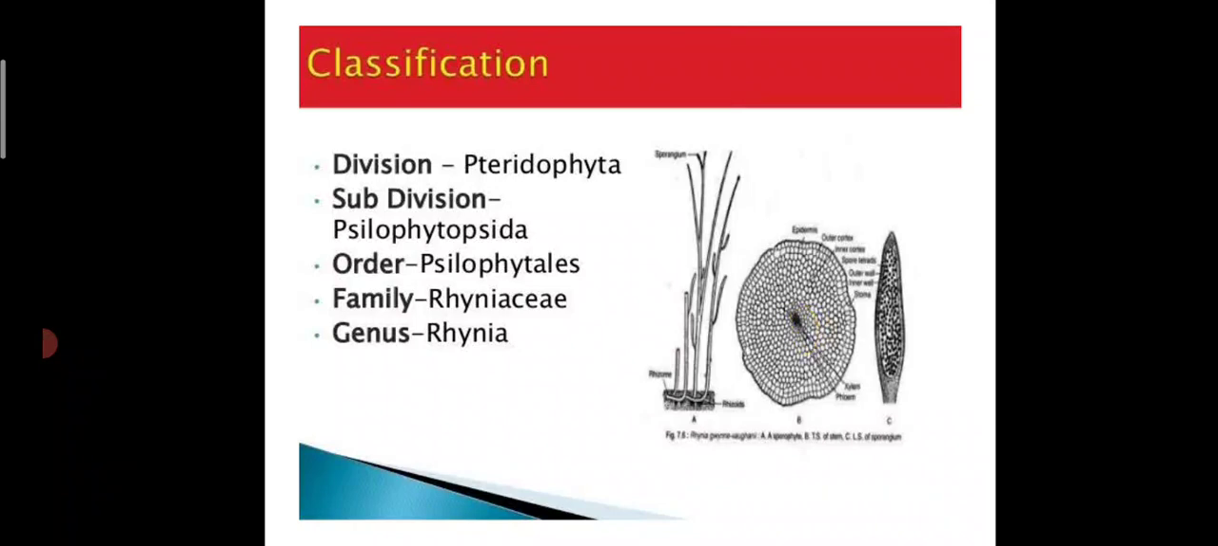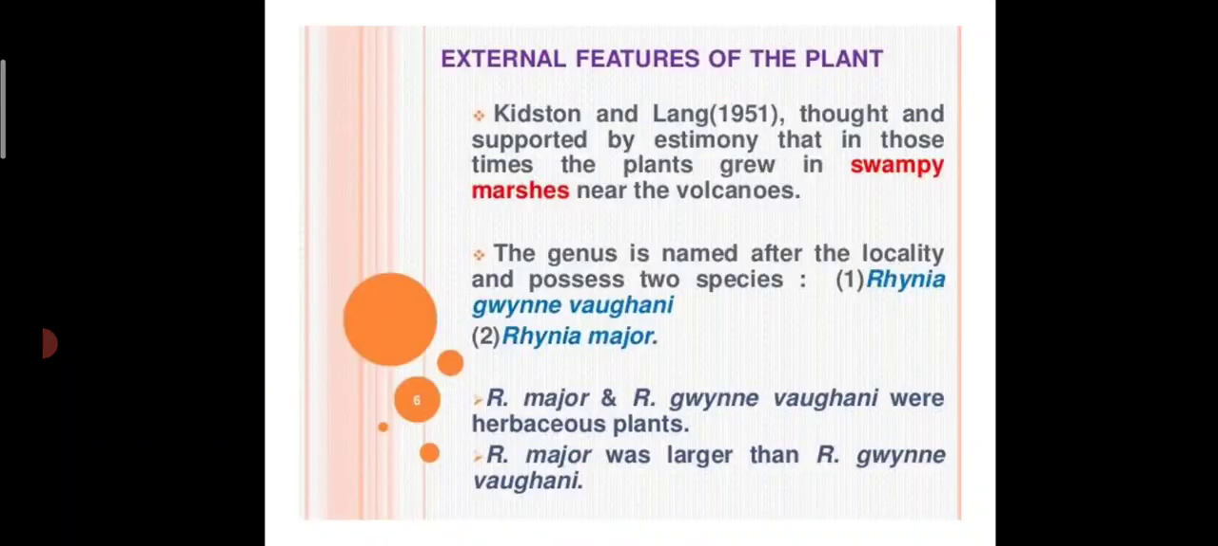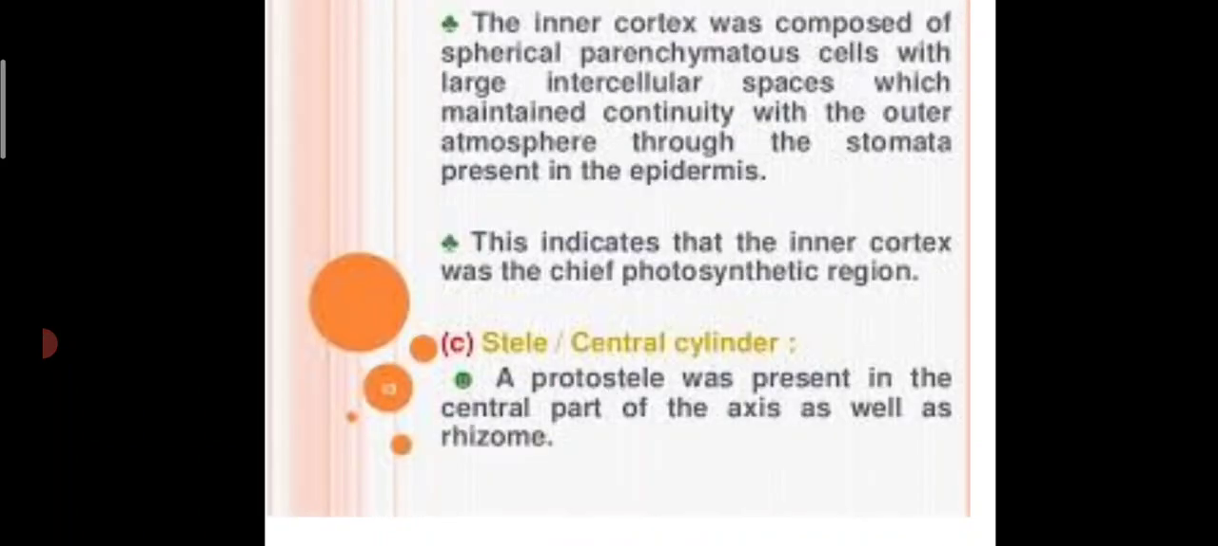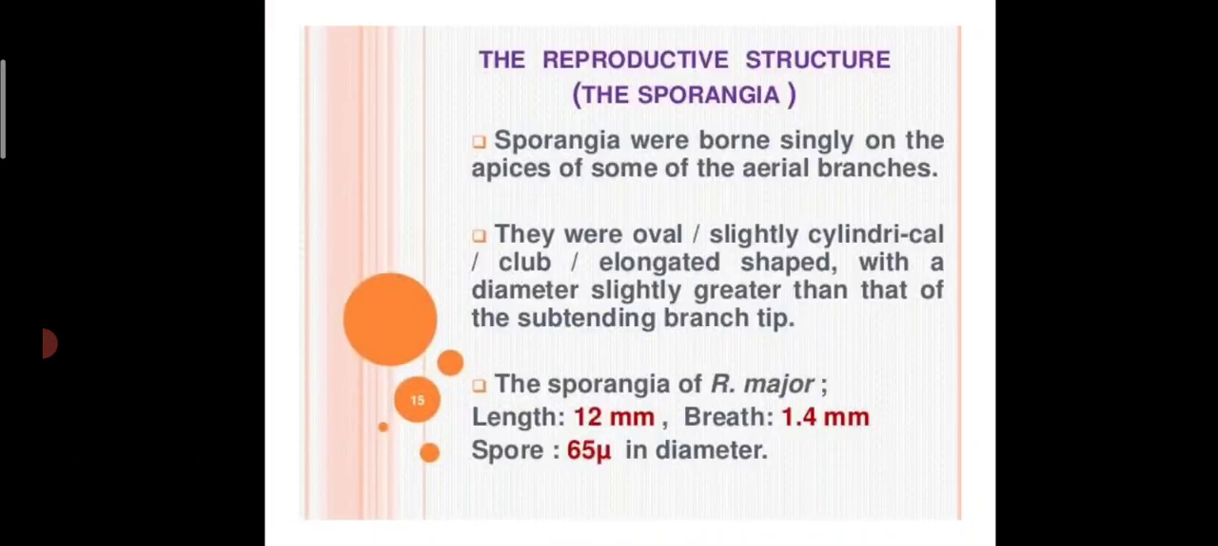And in the center you can see this dark zone, that is the stelar region. So it has a protostele. Xylem is arranged in the center, and this xylem is surrounded by phloem. Four to five layers of thin walled phloem cells are surrounding the xylem. It doesn't have any endodermal layer or pericycle layer. These two are absent, and this is all about its internal structure. We have discussed all these points.